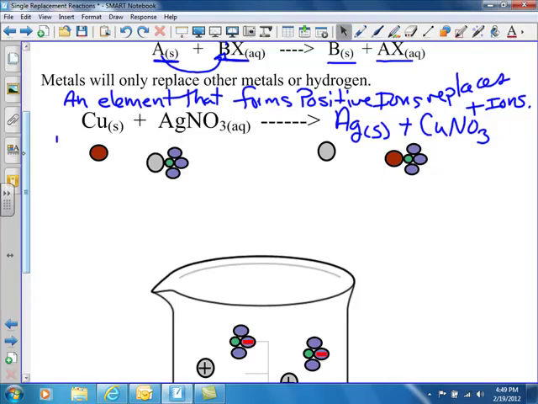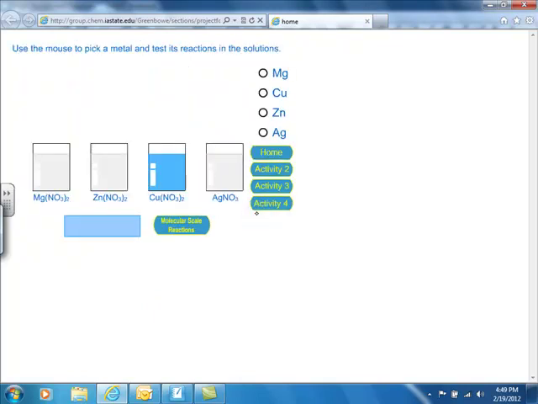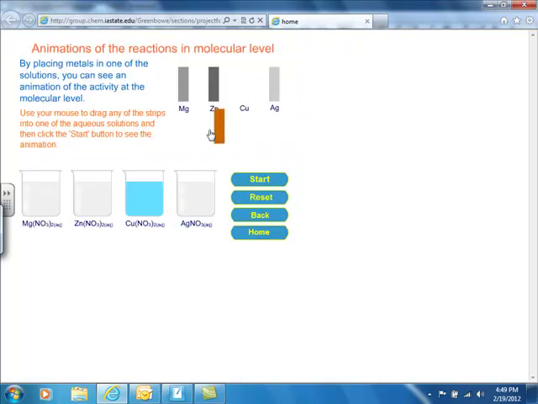Now, I'm going to show you this as a little short video. What I have here is a solution of silver nitrate, and I'm going to take this copper metal and put it into the silver nitrate. Again, up here, this copper is a solid piece of copper, and that's going to react with that silver nitrate.